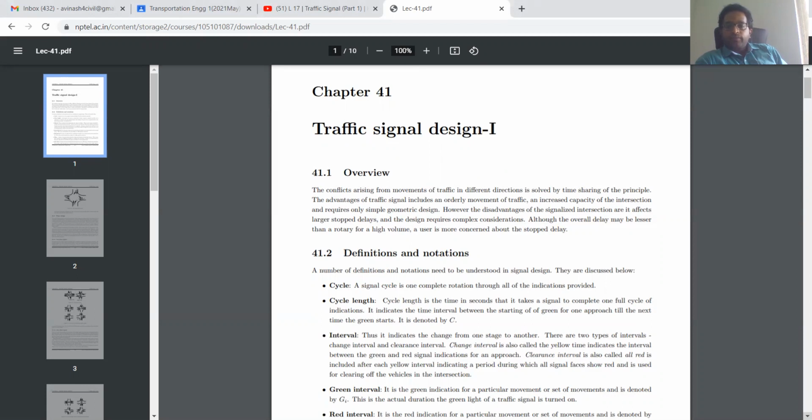Next one is cycle length. Cycle length means one full cycle of indication. What is the time required for completion of one full cycle of indication? You call it as the cycle length. Cycle length is the time required for one full cycle of indication.